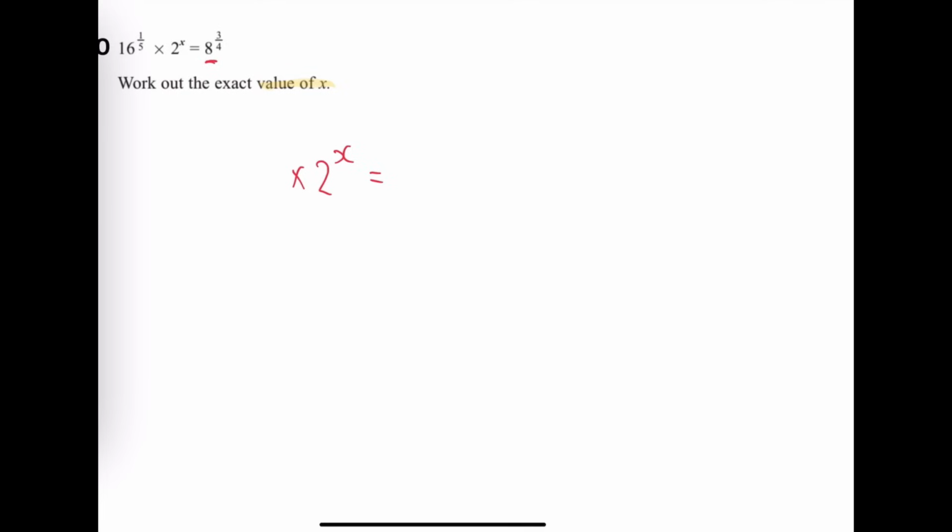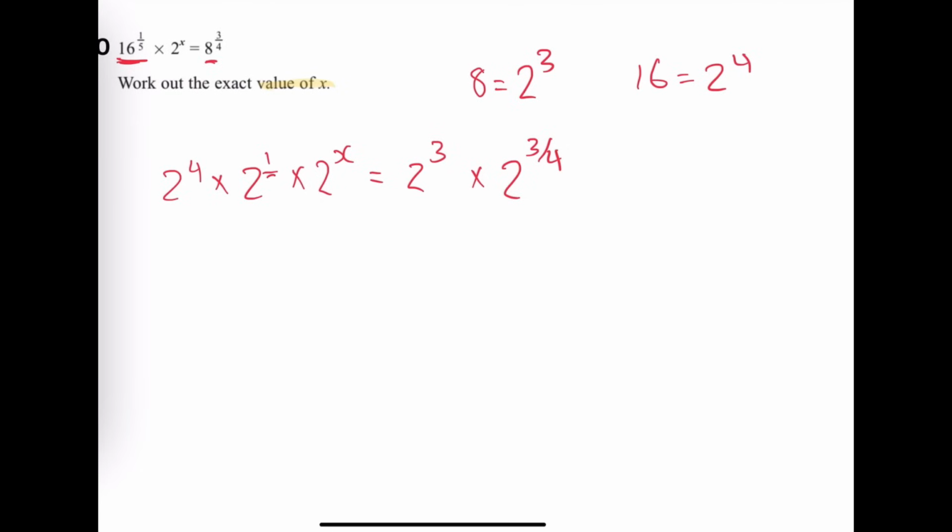However, with 8, we know that 8 is the same as 2 to the power of 3. So if we put that in, it's 2 to the power of 3, and this is the same, because we put it up, as multiplying now by 2 to the power of 3 over 4. And now we're going to do the same over here. We know that 16 is the same as 2 to the power of 4, so it'll be 2 to the power of 4 times 2 to the power of 1 over 5.